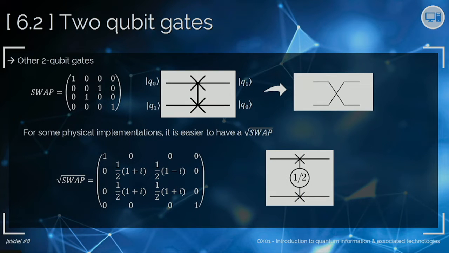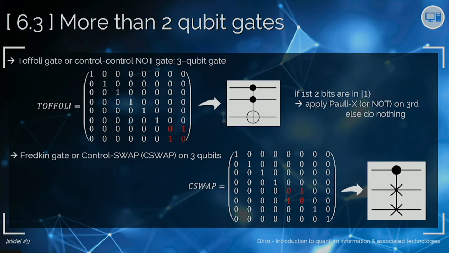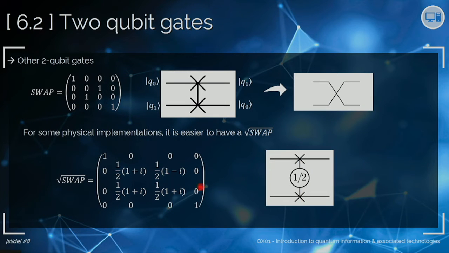We have other gates like the swap gate between 2 qubits and the square root of swap, so I'm not going to go into details of that. We've seen that already. Once again, it depends on the system. Sometimes it's easy to do this and not so easy to do a CNOT gate, so you can use a swap gate as an equivalent of 2-qubit gates.